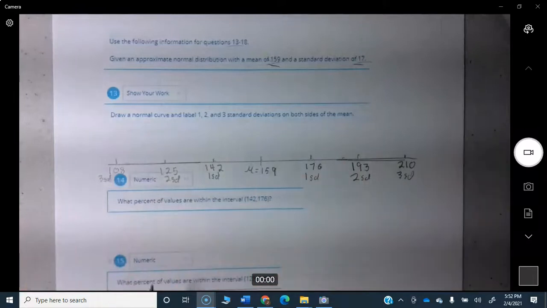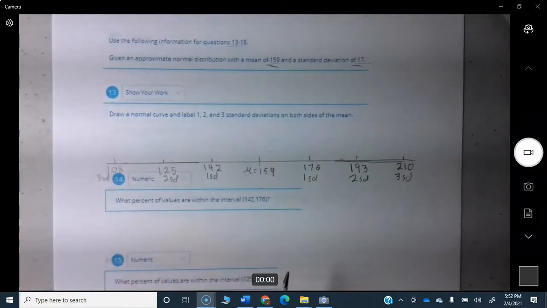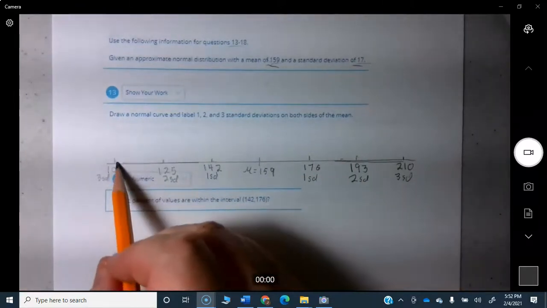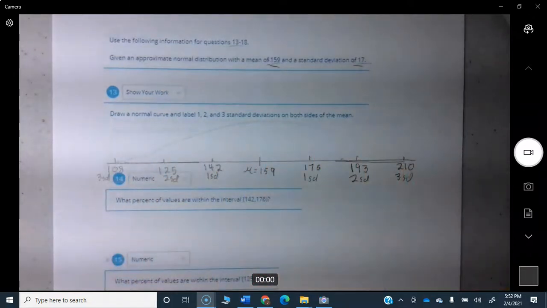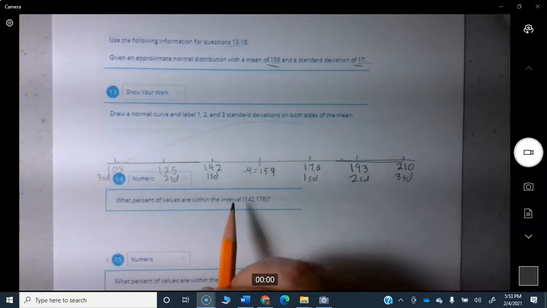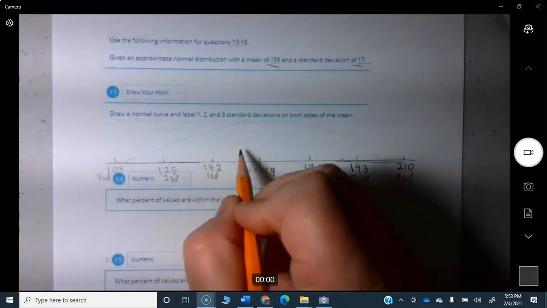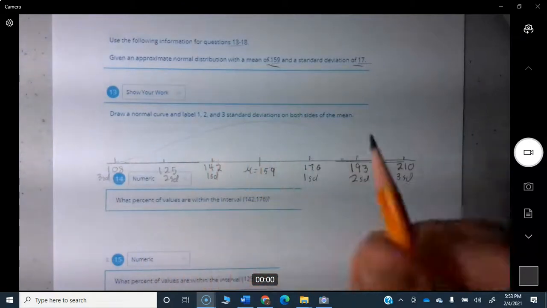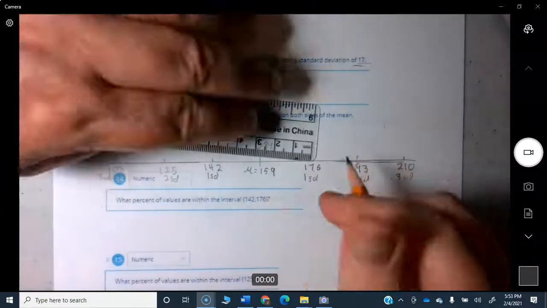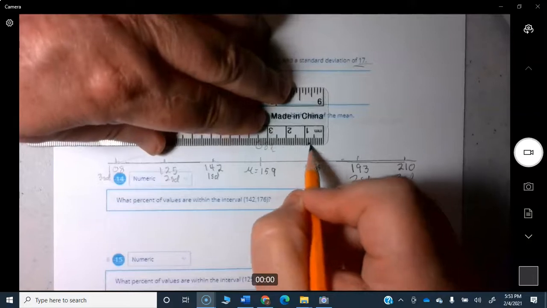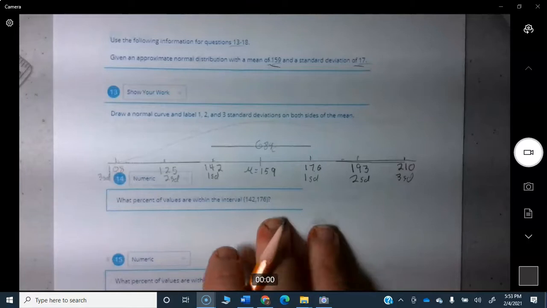Okay, you don't have to draw the curve. All right, so there we did it. If you want, you can just go ahead and do that if it makes you happy. Okay, what percent of the values are within 142 to 176? Okay, that's within 1 standard deviation, so that's going to be 68% between these two right here. Okay, right in that line right there.